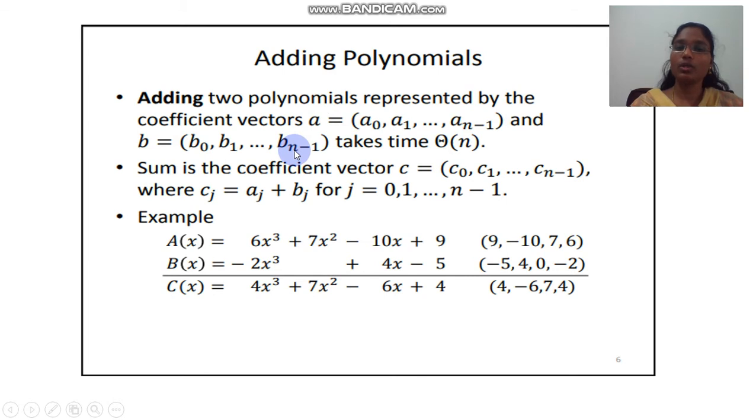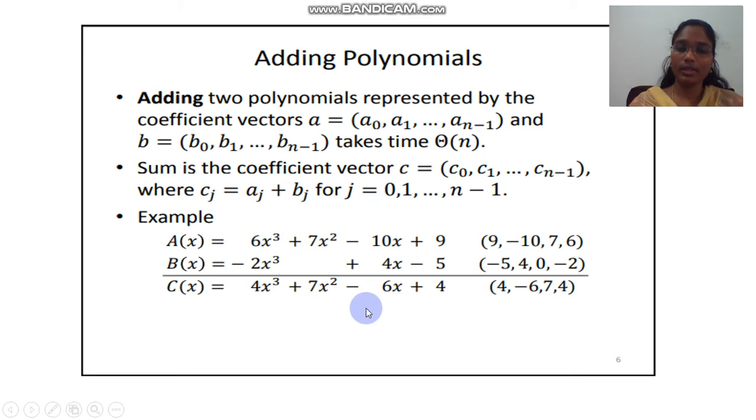So if we want to add these two polynomials, it will take theta of n time. After the addition of these two polynomials, the resultant polynomial will have a coefficient vector, say c, from c0 to cn minus 1, or in general we can say that cj equals aj plus bj, where j is 0 to n minus 1.